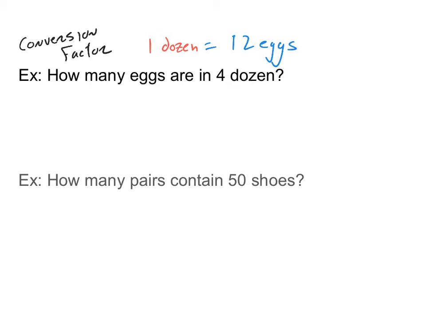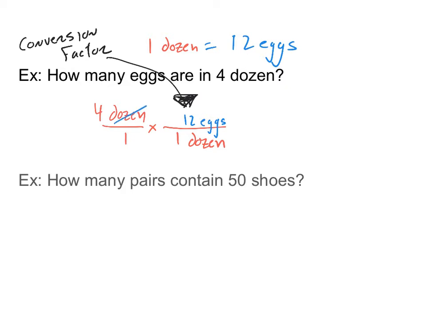So I'm going to take my 4 dozen, I'm going to put it over 1, and then I'm going to use my conversion factor right here, but I'm going to set it up in such a way that my dozen unit cancels out. So I'm going to put 1 dozen on the bottom, and then I'm going to put 12 eggs on the top. And in this case, I can see that the unit dozen cancels out mathematically, and I'm left with 4 times 12, which is 48 eggs.